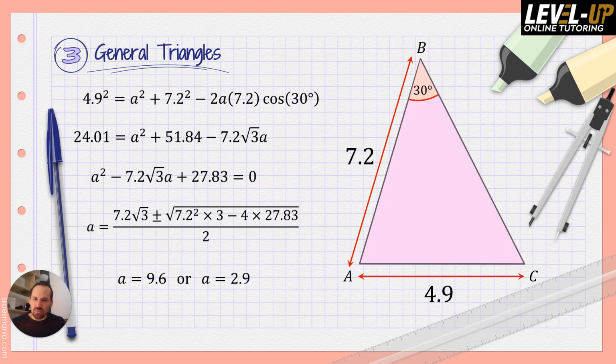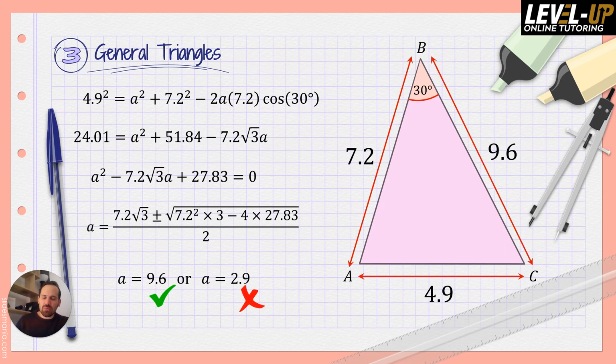But you see here, we've got a scenario where we get two positive solutions, and this is like a rare case that can happen. And what do we do with this one? So we need to use just a little bit of intuition here. You look at this illustration of the triangle we have. We can see it's going to be 9.6 in this case. 2.9 is too small. So 9.6 is actually the correct one.